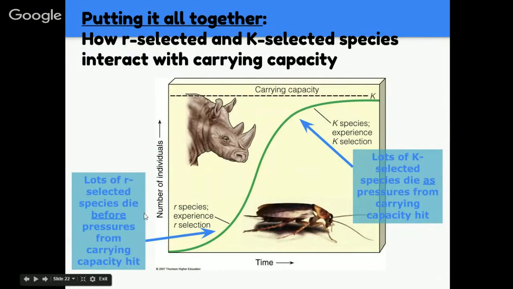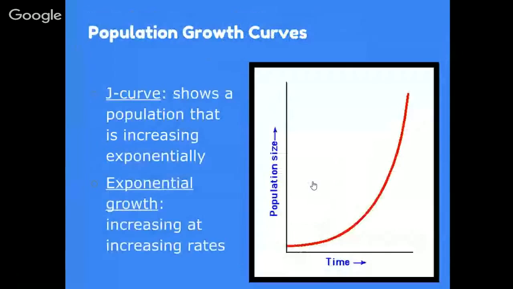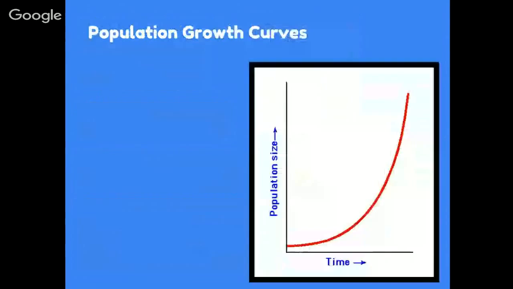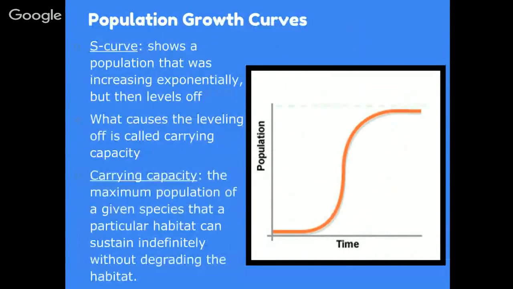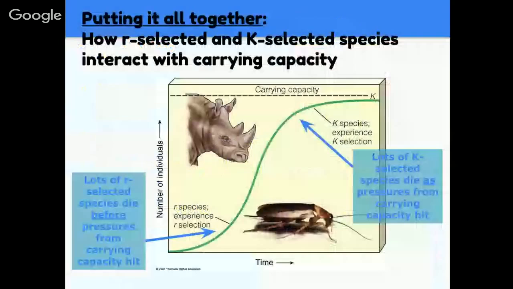So lots of R-selected species die before pressures from carrying capacity hit. So they would die around this point, but lots of K-selected species die as pressures from carrying capacity hit. So we're going to see more effects of carrying capacity on our K-selected species. Remember, these are the species that, let's get back to that slide. There we go, are larger, they're specialists, and they have generally a low population growth rate and fewer and larger offspring. So we will see them be more affected by our carrying capacity and limiting factors.